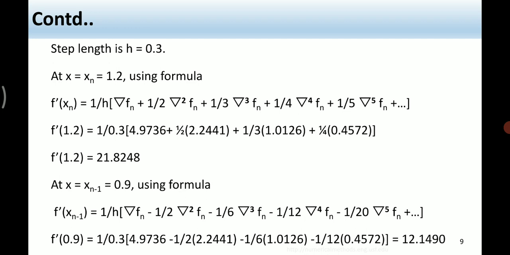We have the formula, that is 1 by h into, delta fn minus half into delta square fn minus 1 by 6 into delta cube fn minus 1 by 12 into delta to the power 4 fn. So it goes on. So we substitute the values. The h value is 0.3, that is your step length. Then your delta fn value, delta square fn value, delta cube fn value, and delta to the power 4 fn value are substituted and you calculate. So we get the result 12.1490.